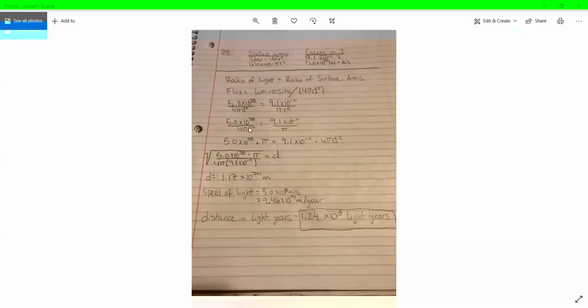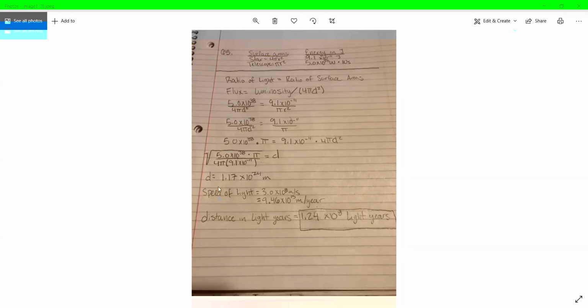And you really just want to get this d by itself so we can solve for that distance. So you just cross multiply here, and then you can divide this side by our energy that we receive and our 4 pi, and you get d equals the square root, because of this squared over here, of our energy multiplied by our pi divided by our 4 pi from over here, and then our energy that we receive. And you get your distance is 1.17 times 10 to the 24th meters.